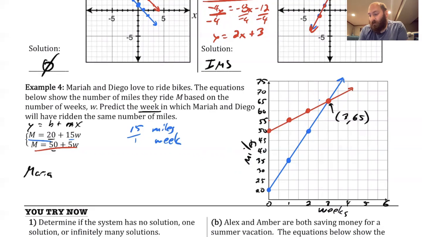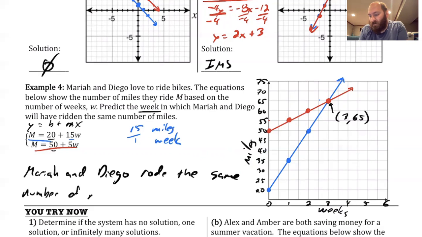Maria and Diego rode the same number of miles after 3 weeks. Or I could have said they rode 65 miles after 3 weeks. Bottom line is they were the same after 3 weeks. That's the goal that I'm trying to answer. So that's what we're looking at, a little context there.